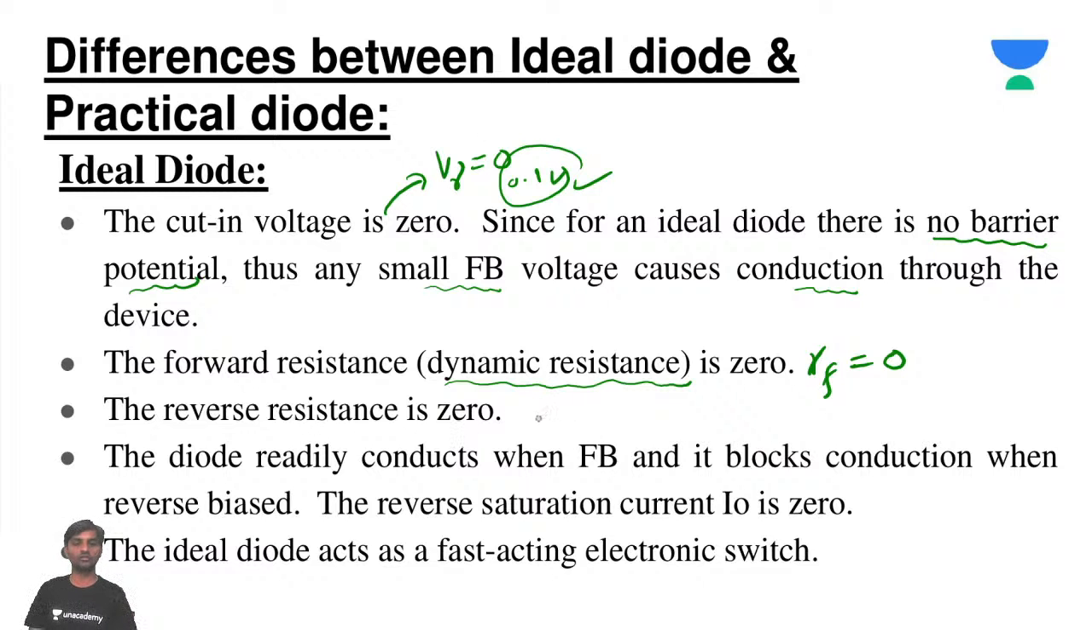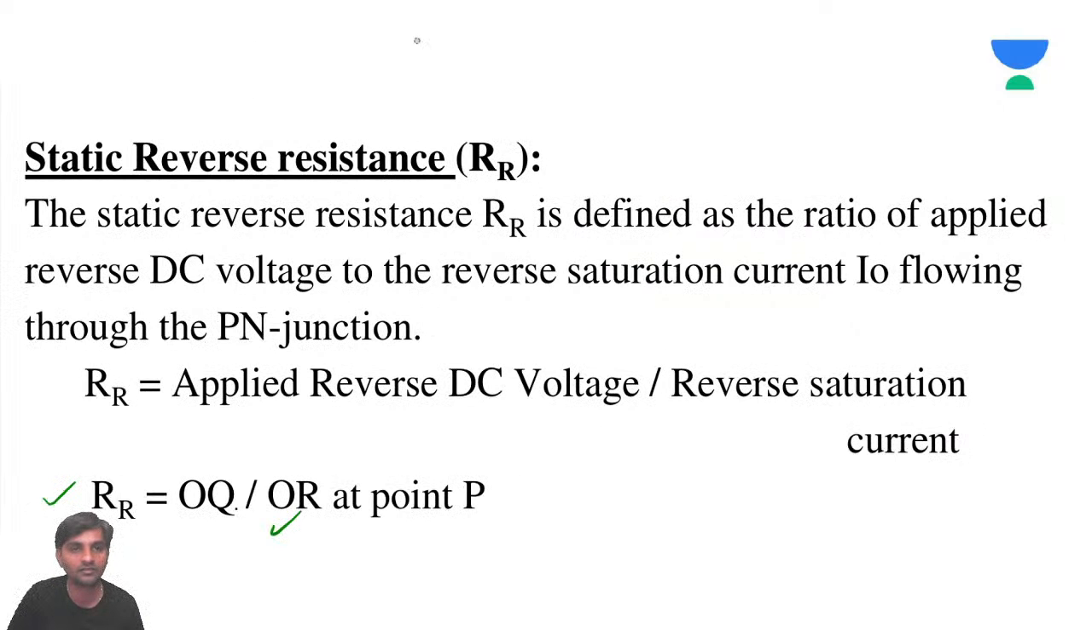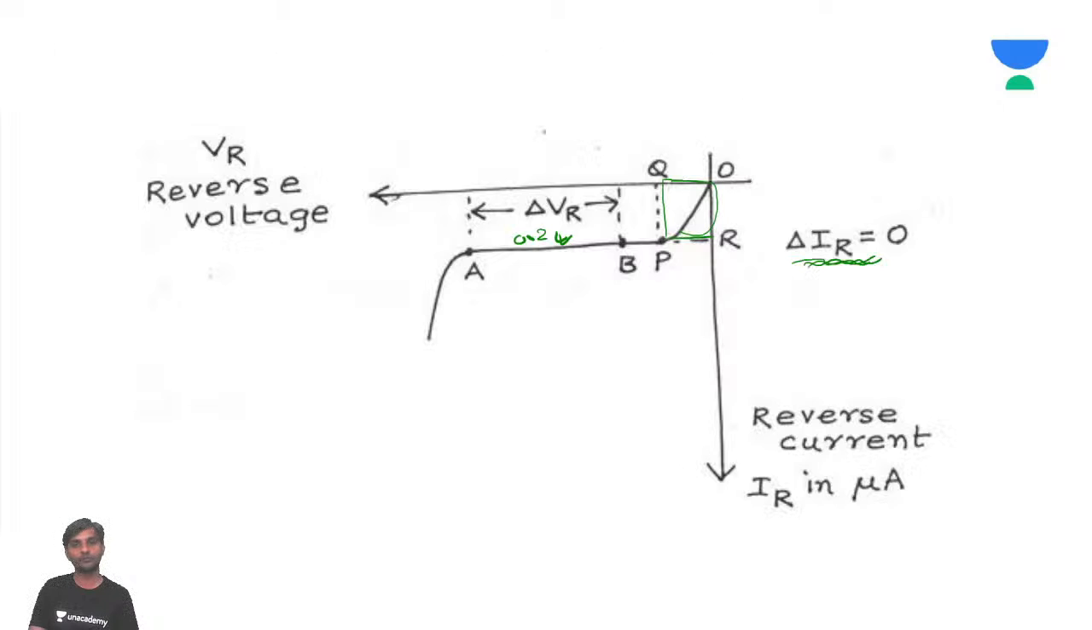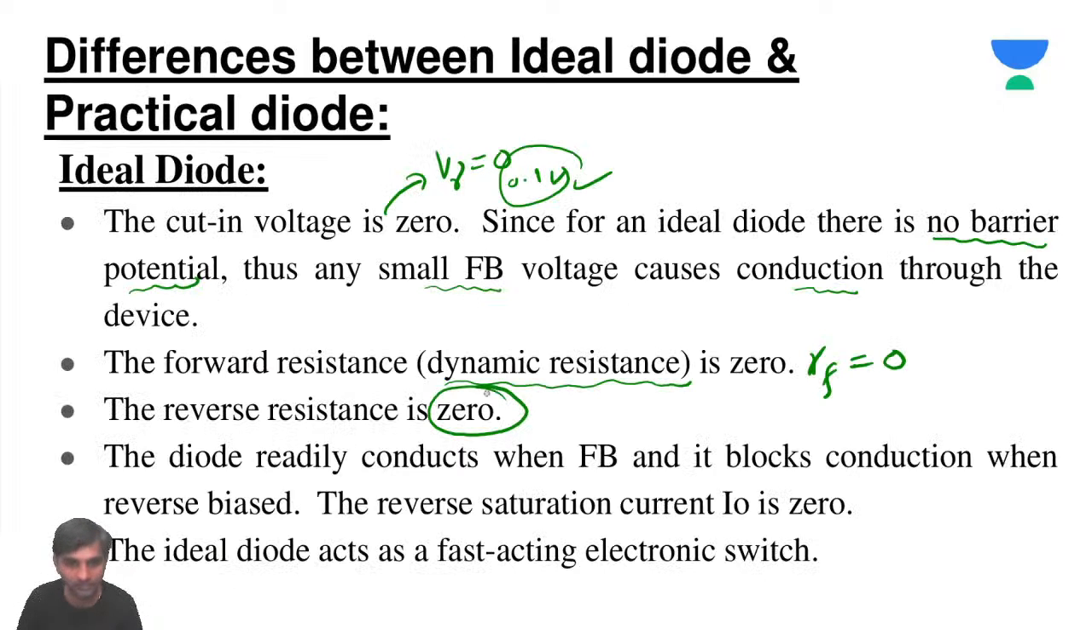The reverse resistance is also said to be 0. Why is this reverse resistance 0? What is reverse resistance? The static or reverse resistance, what should be the value of this RR? OQ, you can see here. For an infinite change in the voltage we got 0 current, so it is a print mistake. I think this is infinite.